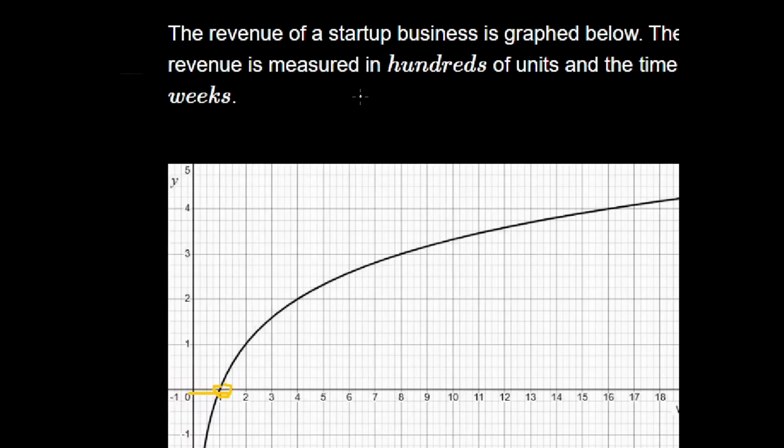We have a particular question that is asking about the revenue of a startup business. So that is our y-axis over here, and that's in hundreds of units. And then the t-axis, or our x-axis, this one over here is in weeks. So we've got those two things.